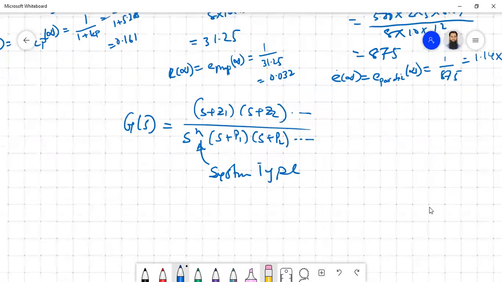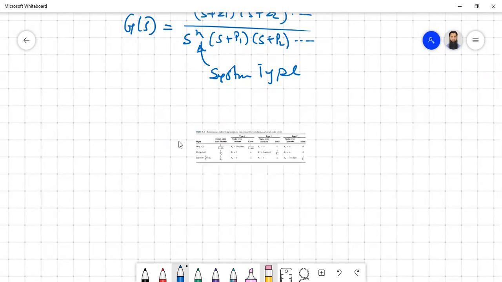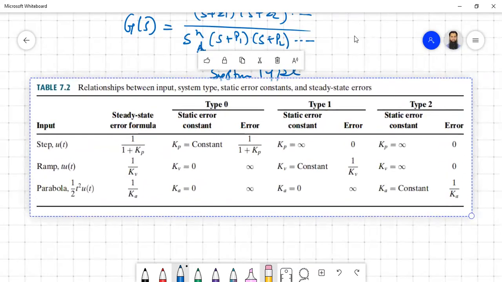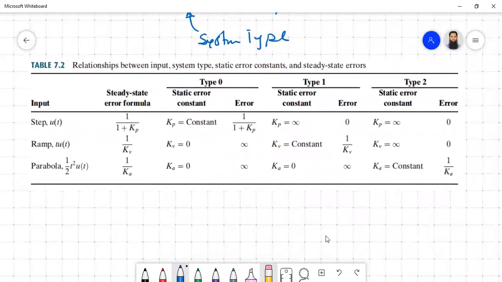Now, based on the unity feedback system and whatever we have discussed so far, we can conclude with a table like this, which is your table 7.2. Okay, so now let's take that into account. I believe this is visible. We already derived most of it. So for step input, this is our formula for steady state error. For ramp input, this is the formula. For parabolic input, this is the formula.